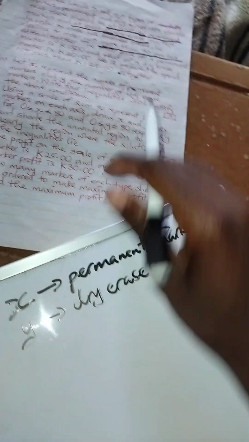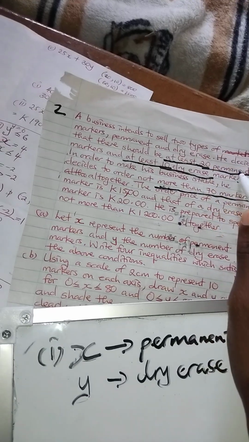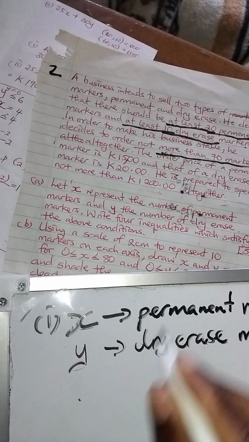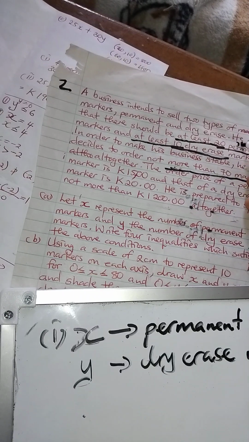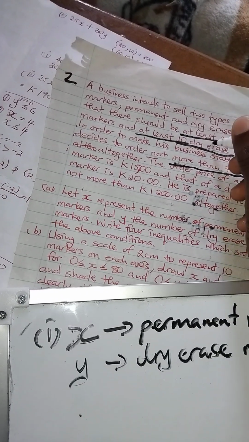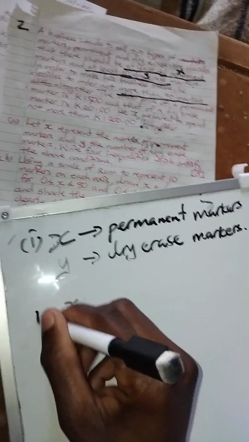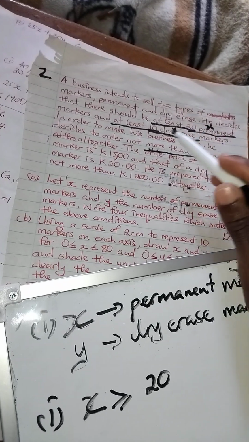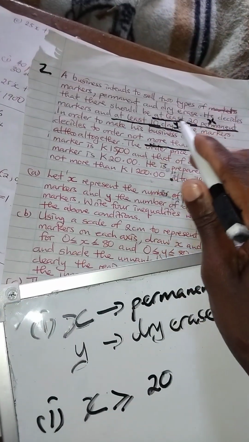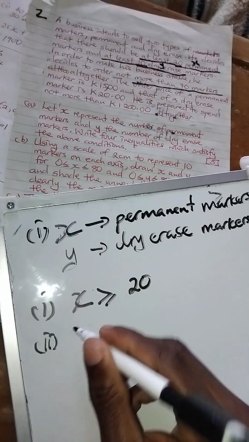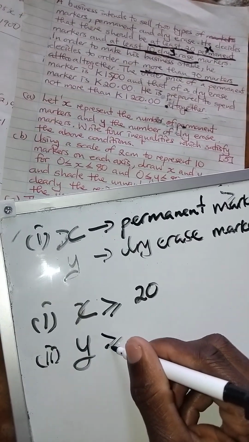Going back to our question, it says at least 20 permanent markers. So permanent is X, and dry erase is Y. So the first inequality is X greater than or equal to 20. Then at least 10 dry erase markers: Y greater than or equal to 10.